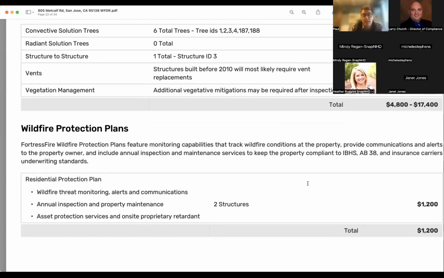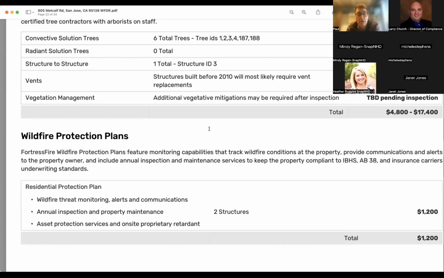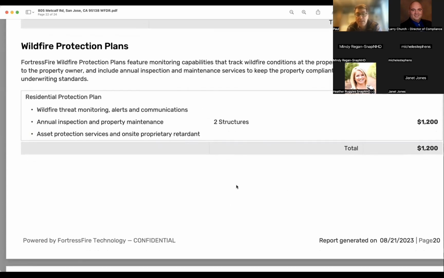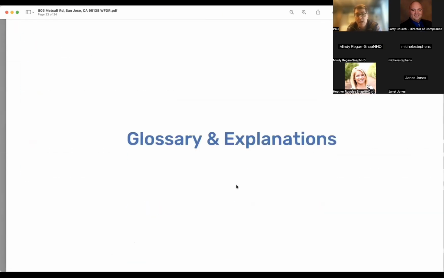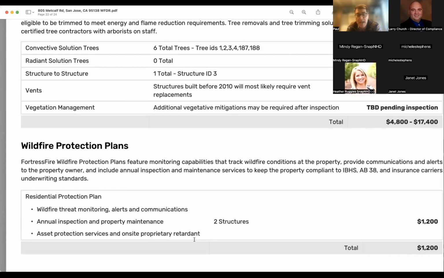We also provide the estimated cost for a protection plan. The IBHS standard, in order to become a certified wildfire protected home, one of the things that they require is that the property is monitored and re-inspected annually to make sure that it is kept compliant to the IBHS standard wildfire season after wildfire season. And so we provide a sense of what that would cost. So that's the report. You can see it's 20 pages of data. We provide some glossary and some explanations on the backside here as well.